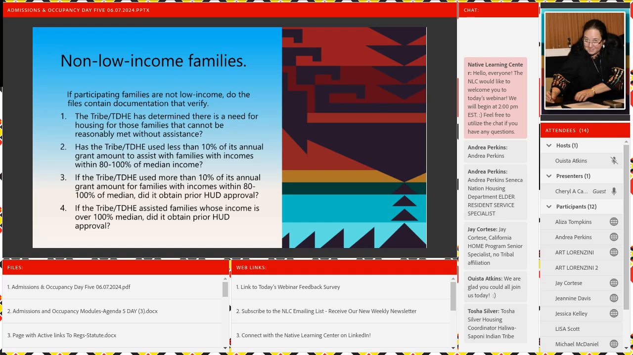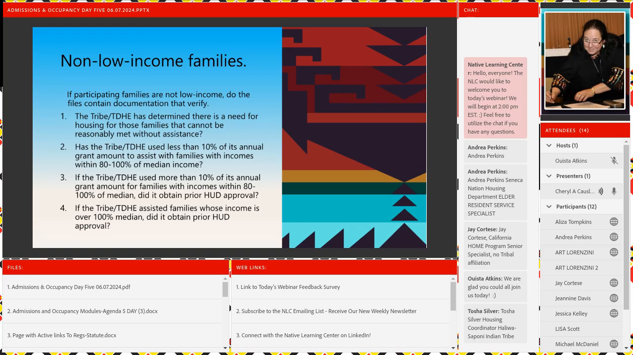If the tribe or the TDHE used more than 10% of its annual grant amount for families with incomes between 80 and 100%, did they obtain prior HUD approval? So remember, you've got to track that authority. And if you get close and the next family brings you over your 10%, you have to call HUD and say, hey, I've got one more family here I'd like to assist. If I'm going to run like $2,000 over. And you get it. And whenever you're seeking permission from anything from HUD, get that permission in writing.